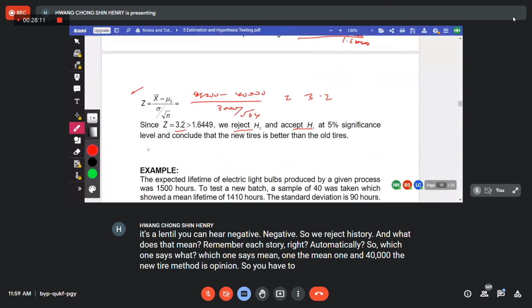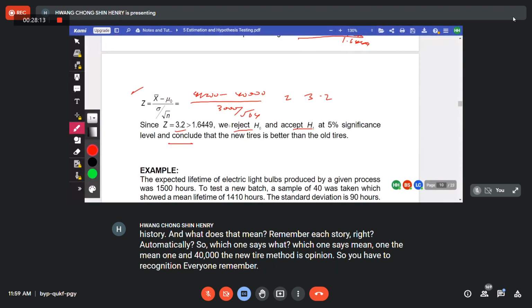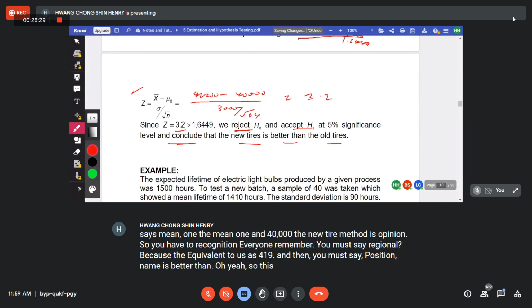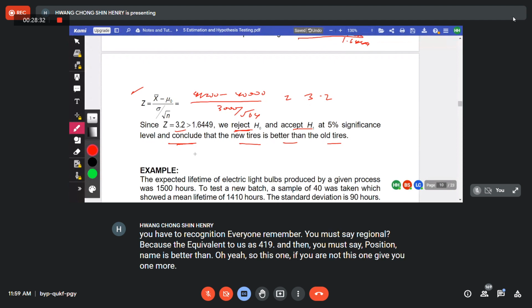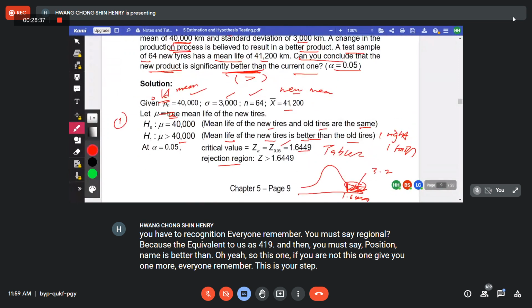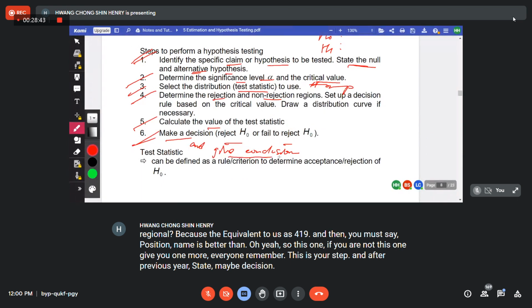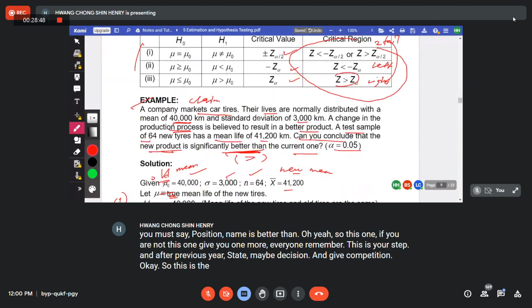So you have to write the conclusion. Everyone, remember, you must say reject H0 because the Z of 3.2 is more than 1.6449. And then you must say the conclusion. What's the conclusion? The new tire is better than the old tire. So this one gives you 1 mark, this one gives you 1 mark. Everyone, remember, this is your step, the last step, which is here: make the decision and give the conclusion. Okay? So this is the first example I show you.